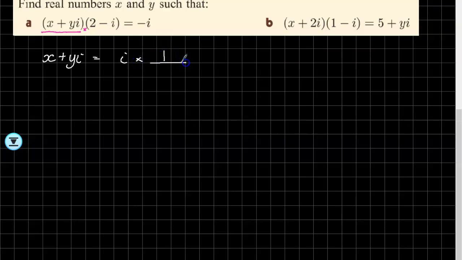times 1 over, so we're dividing by 2 take I. I don't know why I wrote it like that, actually. I don't know. Still upset with the not having the books out, I guess.